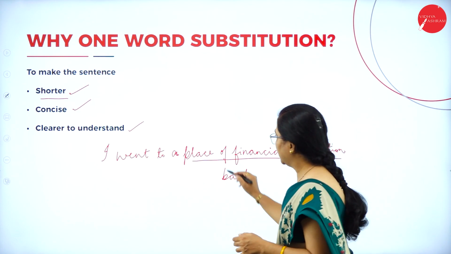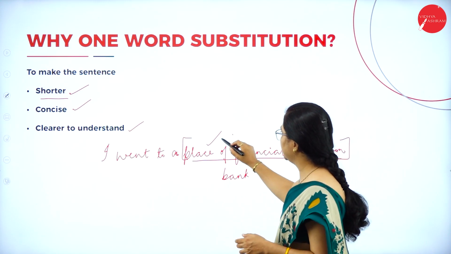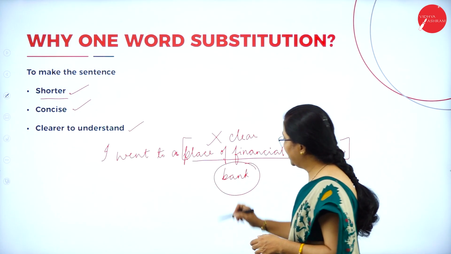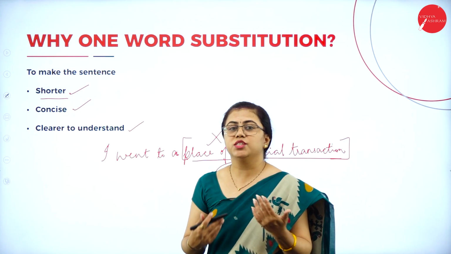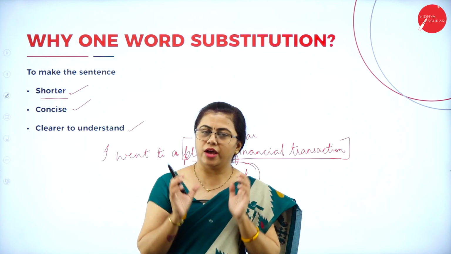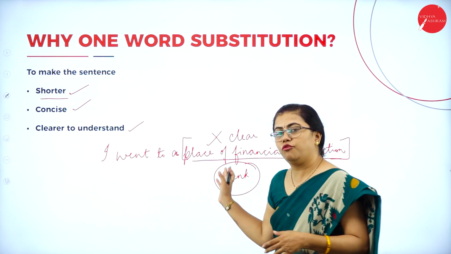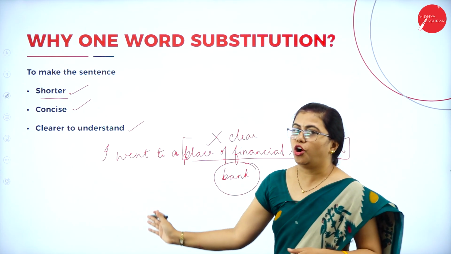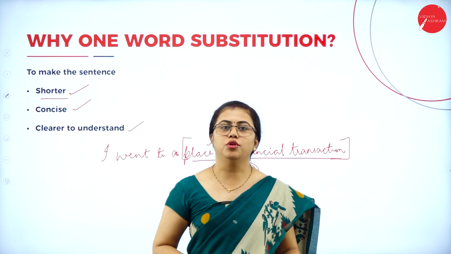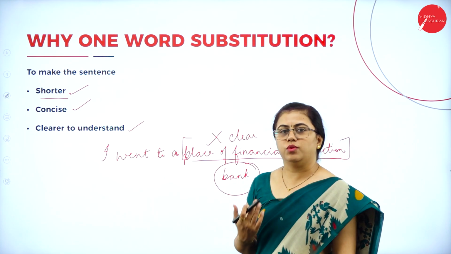So here this is not clear. This phrase you are using is not at all clear. If I use this word, it is very clear to you that yes, you went to a bank. You know that place, you know that vocabulary, you are aware of that word. So this usage of one word substitution makes the sentence shorter, clearer and concise, and it is easy for you to understand. This is the reason we have to use one word substitution.